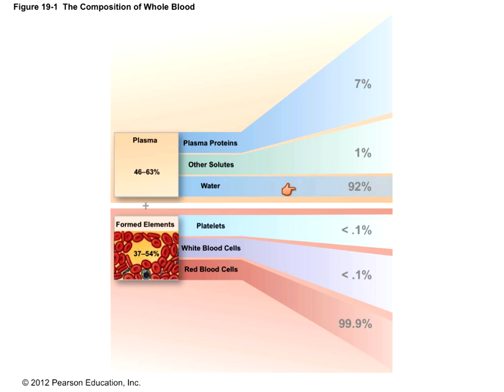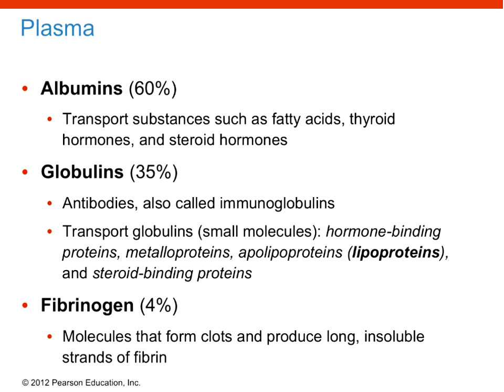I'm sorry, 94% of your plasma is water. I said 92%, but it's 94%. So it's primarily composed of water. But for the plasma proteins on here, there are three types I want you to know. We have albumins, globulins, and fibrinogen.